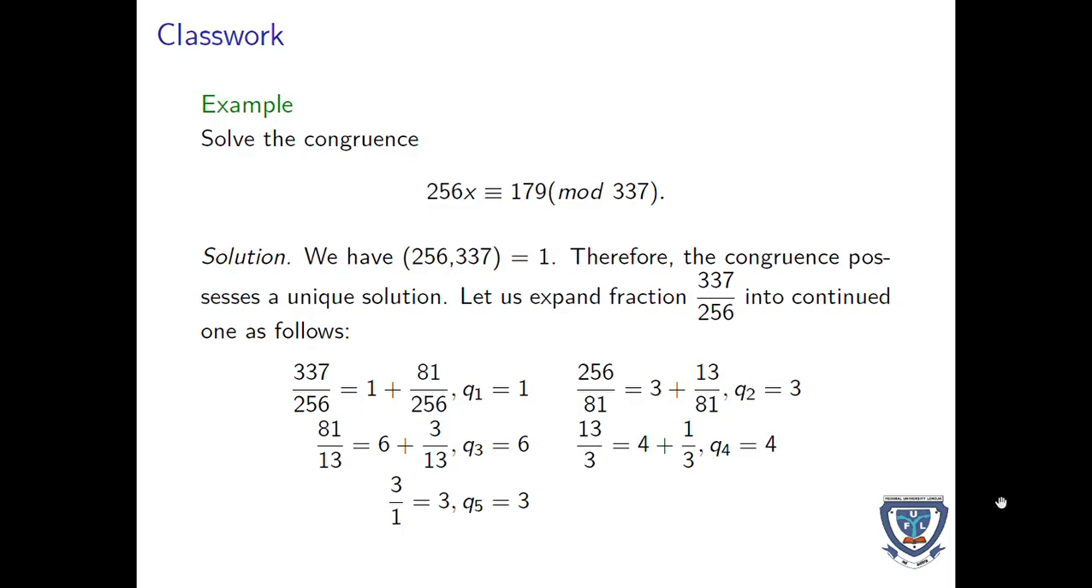By the time you break down 337 over 256, you are going to discover that your q1 will be 1, q2 will be 3, q3 will be 6, q4 will be 4, and q5 will be 3.